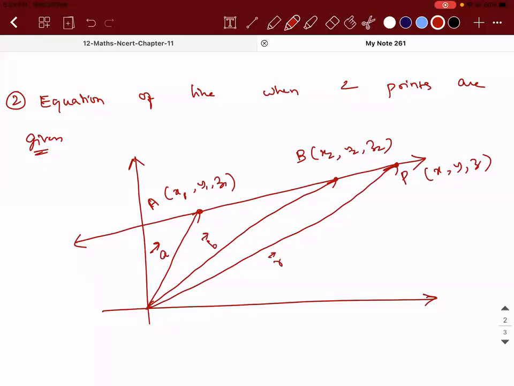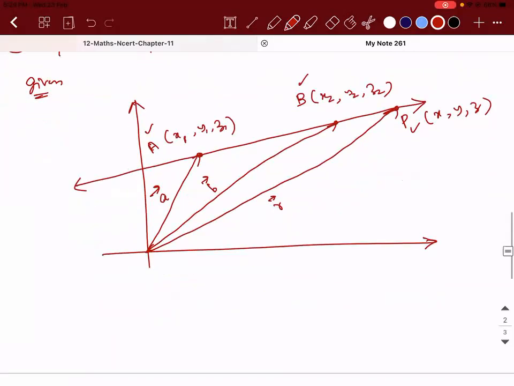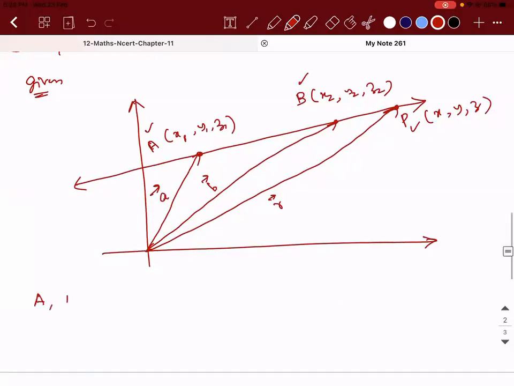Clear? Now, what can I say about the points A, B, and P? I asked a simple question. A, B, and P are dash. Guys, I'm not able to shout. How are they, where are they lying? Collinear, sir. That is what I'm asking. A, B, and P are collinear.